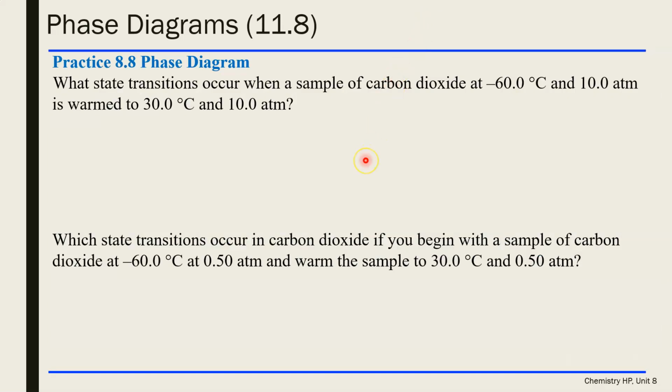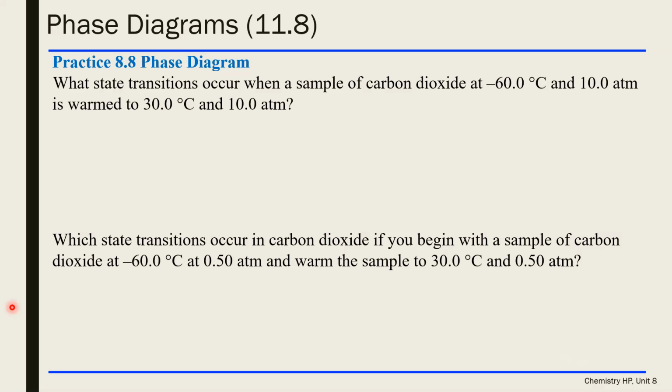So let's look at this first question. What state transitions occur when a sample of carbon dioxide at negative 60 degrees Celsius and 10 atmospheres is warmed to 30 degrees Celsius and 10 atmospheres? So this just requires us to look at the phase diagram. I'm going to try to toggle back and forth here. In your notes, you might have to turn back and forth between pages 18 and 19.